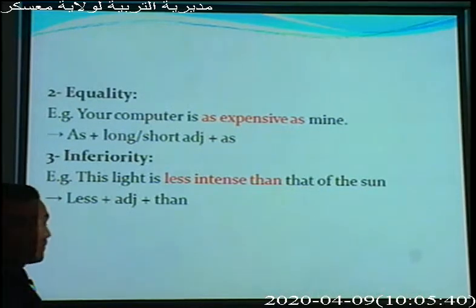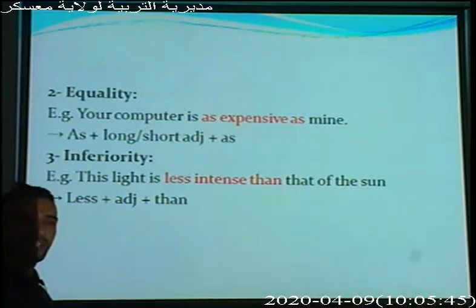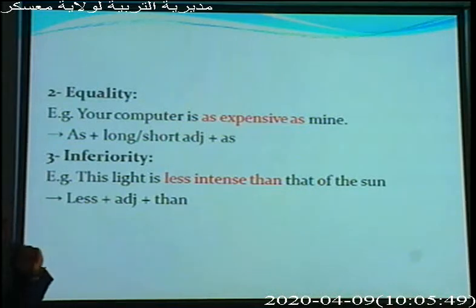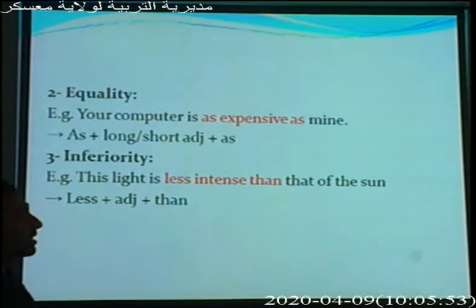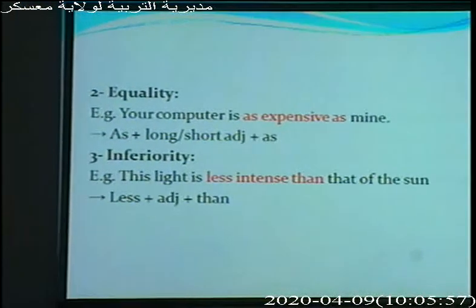Now let's go to inferiority. In inferiority, we have to use less plus the adjective, be it long or short, and then than. For example, this light is less intense than that of the sun. Here too, we use less plus the adjective which is intense and then than.